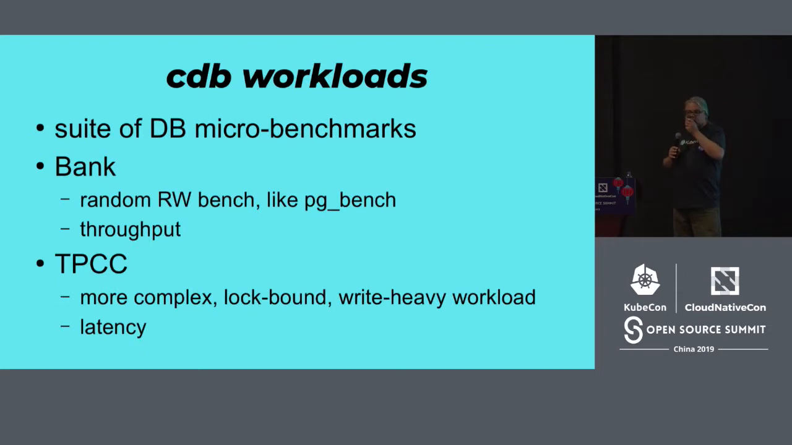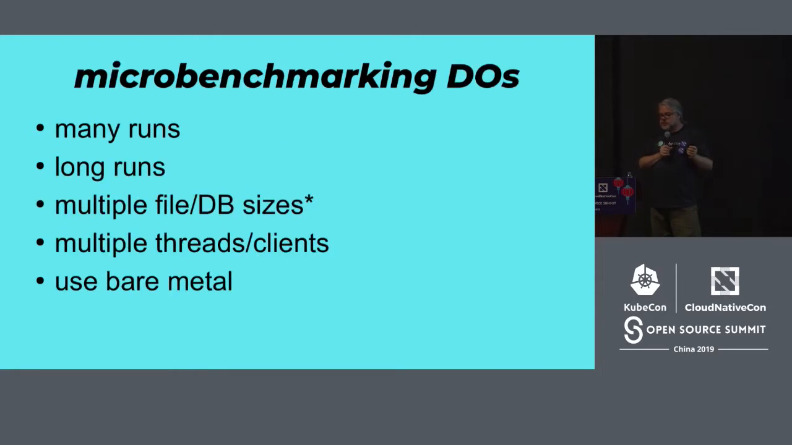And then the CockroachDB people created this really nice suite of light benchmarks that they used and then published as open source originally, including Bank, which is a lot like PGBench in its operation, and TPCC, which is a much more complex write-heavy workload with a lot of locking inside of it and lock conflicts, which is a common problem in databases. And of the two of these within that suite, I found Bank was really good for measuring throughput, and TPCC was really good for measuring latency for complex operations that need to do transactions.